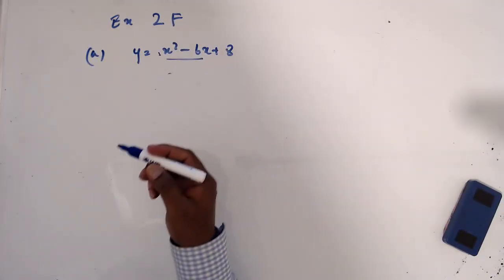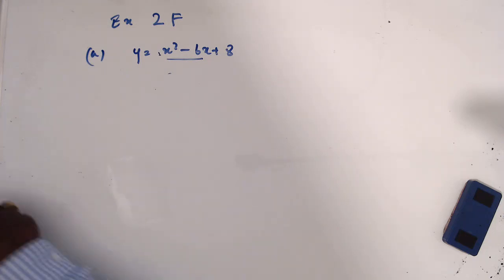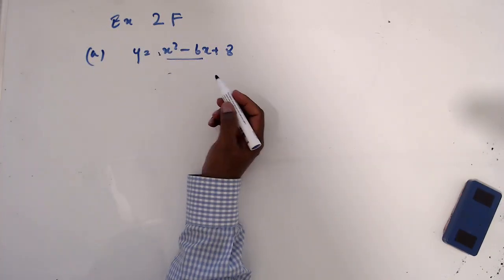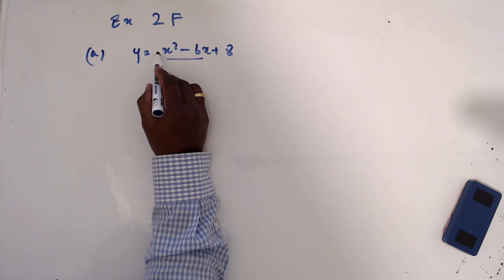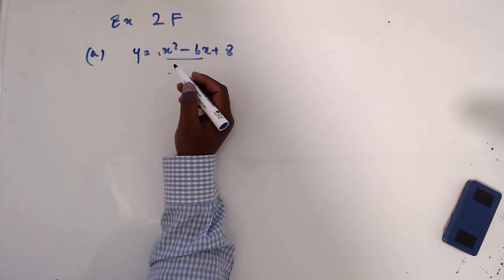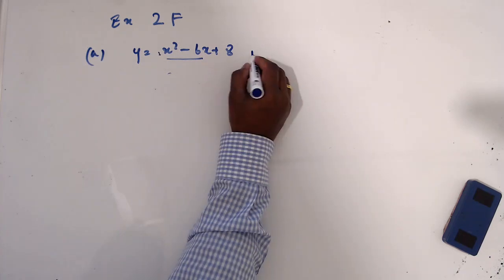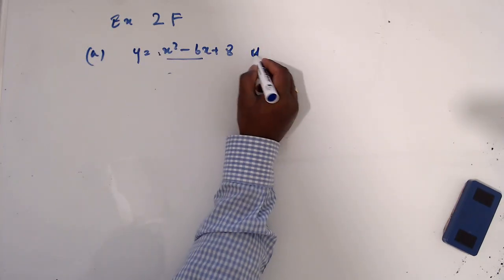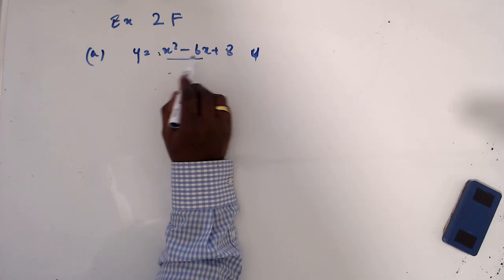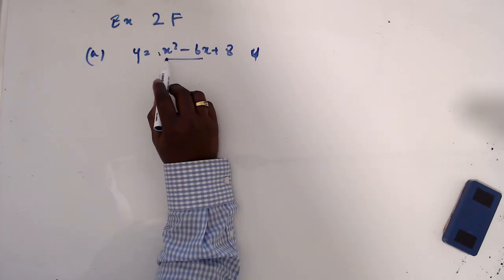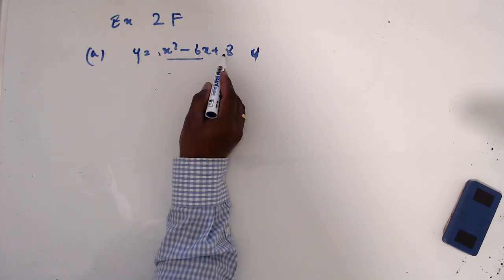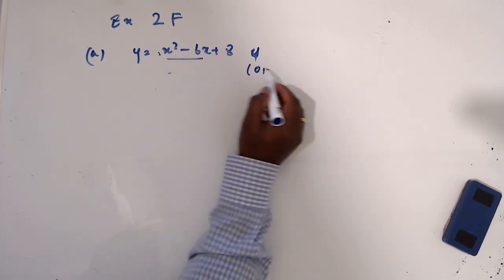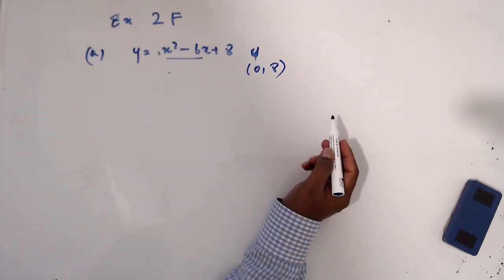Now, by looking at this one, we'll try to get some data before. I know that the coefficient of this one is 1, so it is positive, it has a minimum. It has a minimum point. Then for the y-intercept, I want to make x equals 0. Then when x is 0, y is 8. So that is also done.